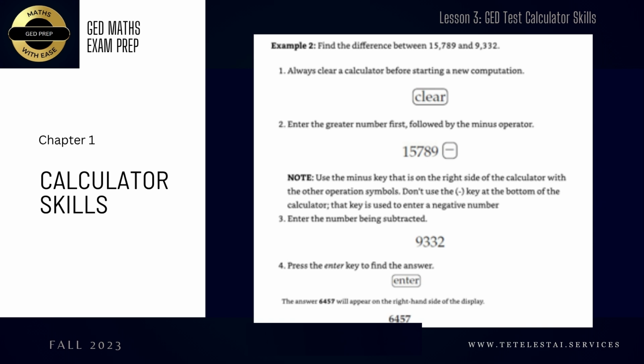So it's worth it to get used to how it works. So in this example, we're being asked to find the difference between 15,789 and 9,332. And once again, you're going to clear your calculator. So make sure that there's no previous work that's still in its memory for some reason. Okay. And then you want to enter the largest number first, because remember, it makes a difference. You want to enter 15,789 and then subtract 9,332. Press enter, and you have your answer.